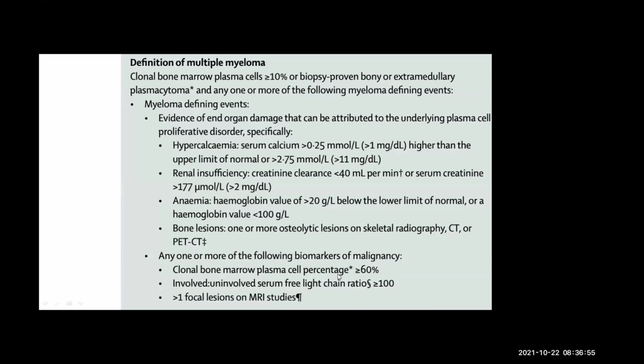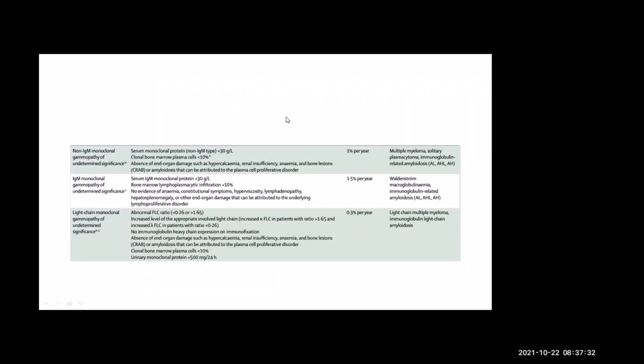S for 60, so bone marrow plasma cell more than 60%; LI, light chain, involved to uninvolved light chain ratio more than 100; and MRI showing more than one focal lesion. This is not a lytic lesion on the bone. This is a marrow lesion, and it should be 5 millimeter in diameter, and 2 lesions should be there. So now we are familiar with CRAB, but it is important to remember this SLIM plus CRAB. So this is the diagnosis of multiple myeloma, and this should be looked into whenever you don't have a clear or florid diagnosis of multiple myeloma.